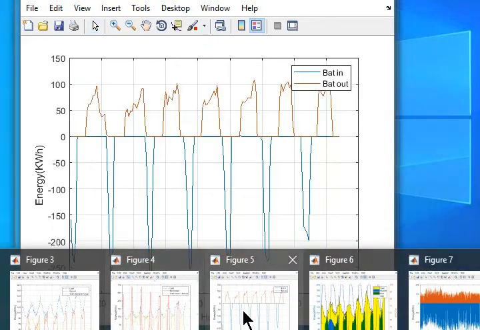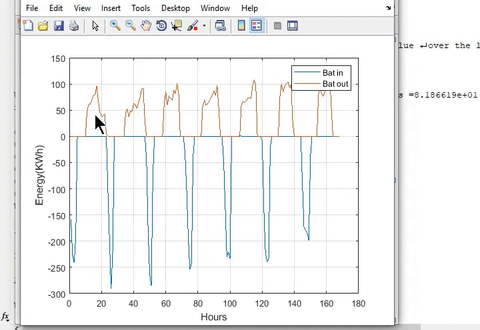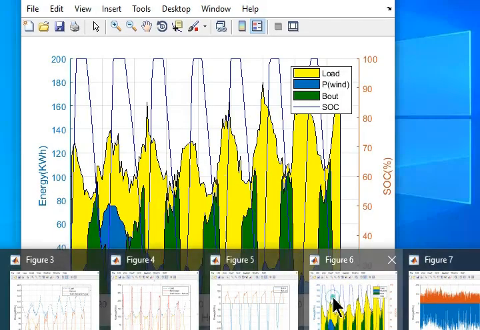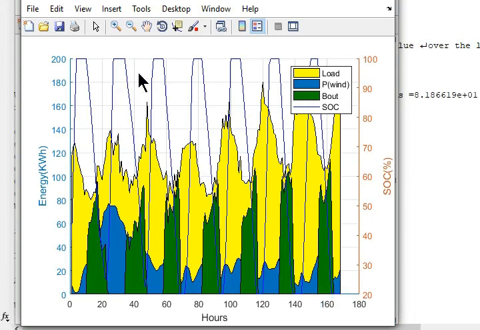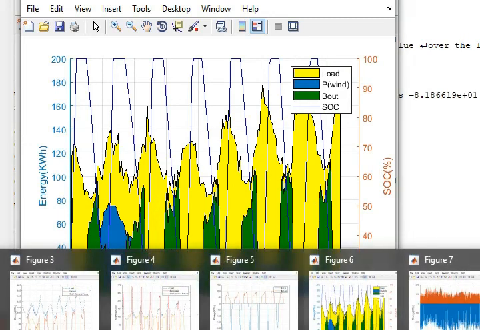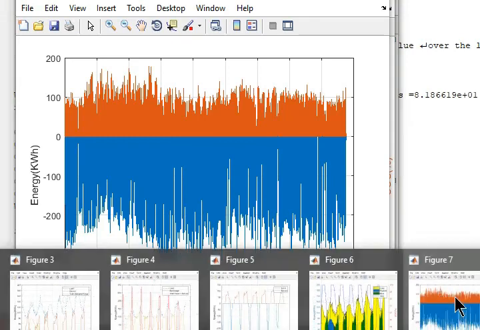This is the battery bank characteristics. Like the previous one, the B in and B out energy should be equal. Similarly, that's the load, wind, SOC, battery discharging profile. Like the previous one. Here it is the load demand and renewable energy production. And this is the SOC of the battery bank throughout the year.